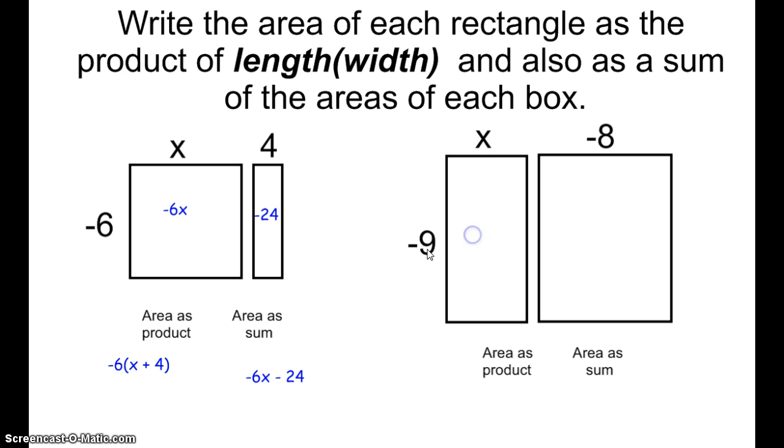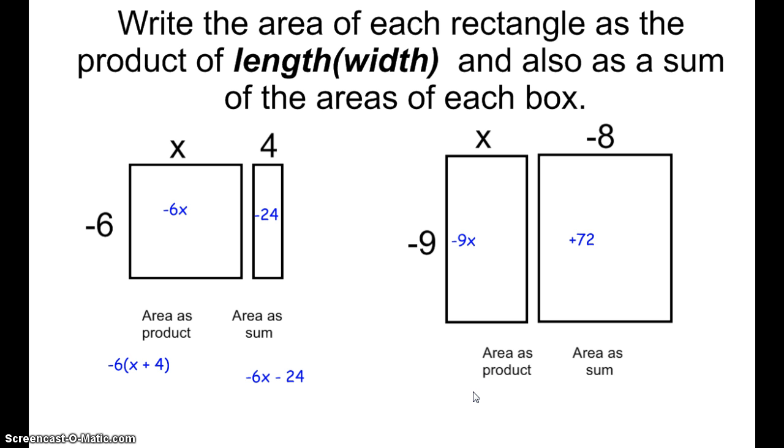So let's try this one. Negative 9 times x, minus 8. We've got to be careful with that. So let's just check it out here. Negative 9 times x gives you negative 9x. Over here, negative 9 times negative 8. Negative times a negative makes positive 72. Do I have to write that plus? No, but it's going to help me in a little while.